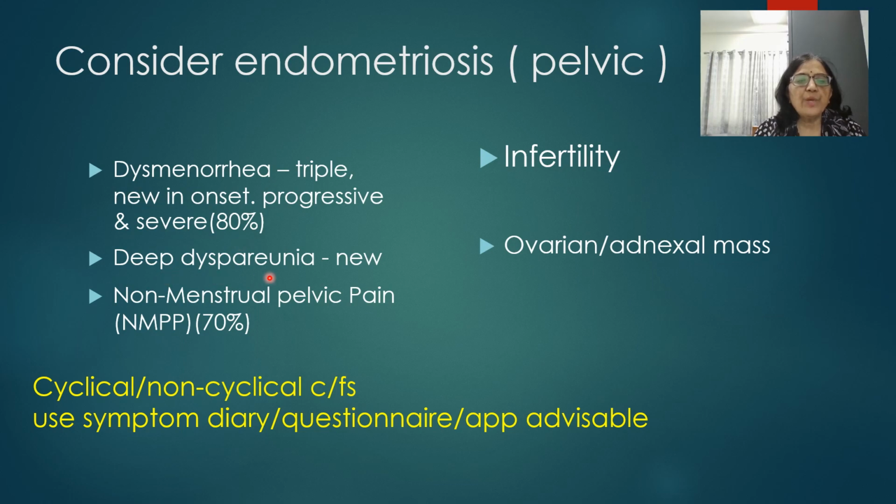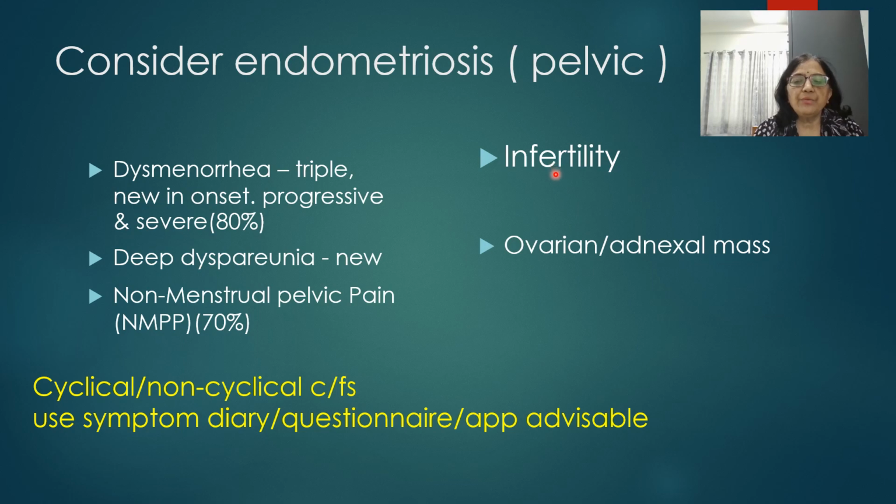Deep dyspareunia, which is new in onset, is again a common feature, and non-menstrual pelvic pain, NMPP, is also seen in 70% of the patients having endometriosis. So it is not always dysmenorrhea, it is sometimes non-menstrual pelvic pain. Intermenstrual pain is also seen in many patients, as high as 70%.